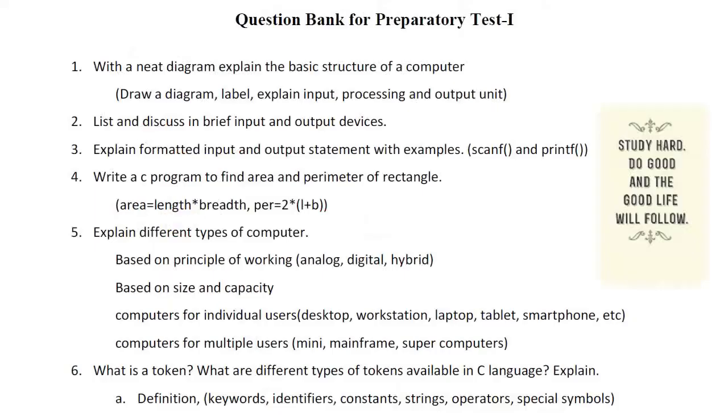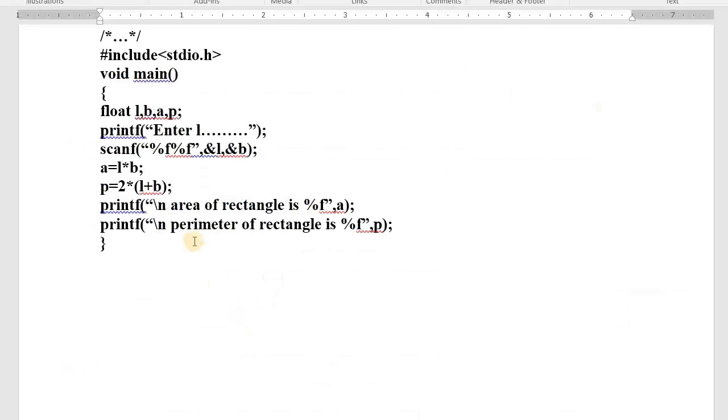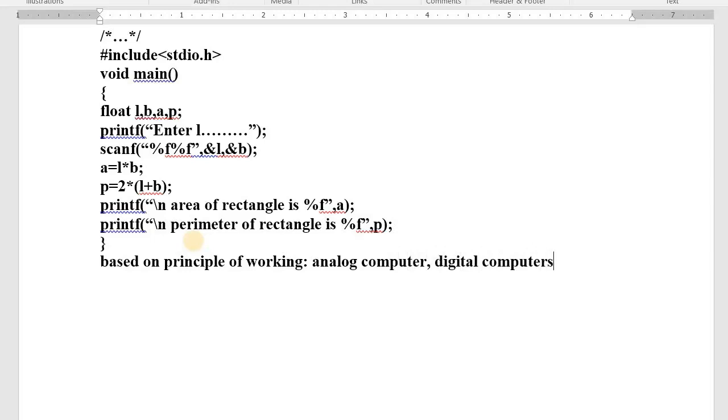This is how to attempt the next question. Explain different types of computers. Oh, very nice question. Computers are classified into two types based on principle of working, how they are going to work. In olden days, and today also, we find analog computers, and afterwards digital computers. These were replaced with digital computers. These make use of binary digits, and hybrid makes use of both. Explain about all the three.